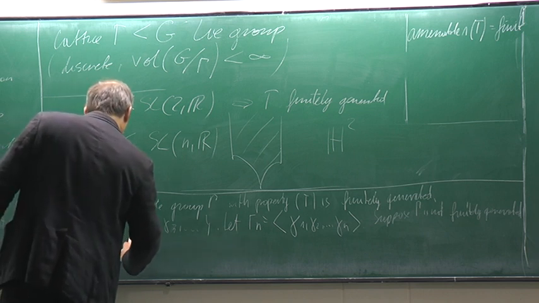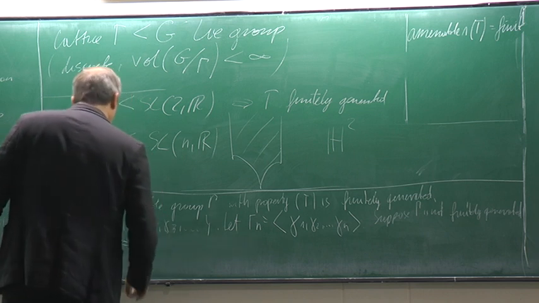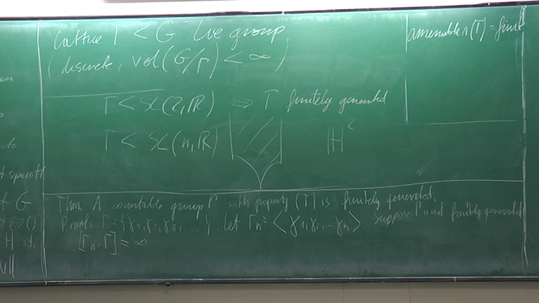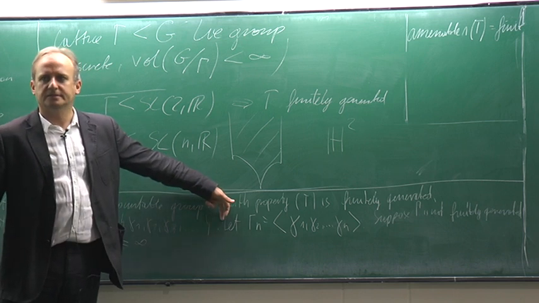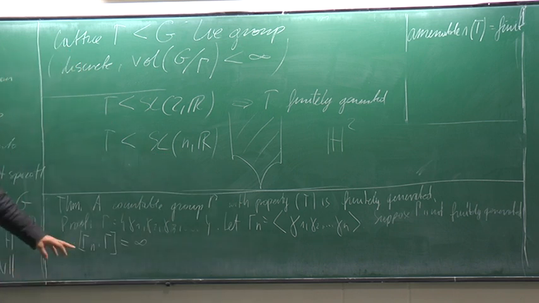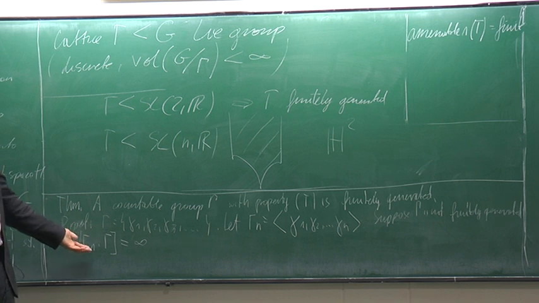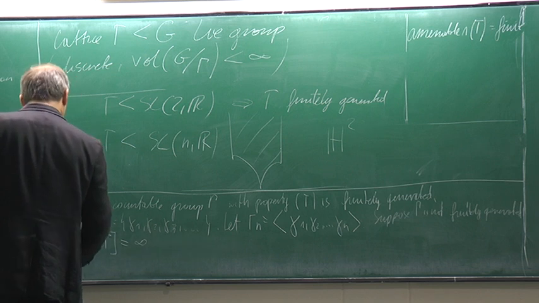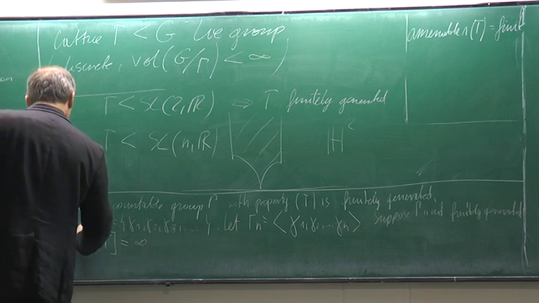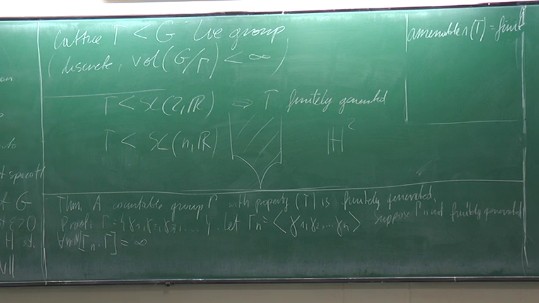Yes, because if the index of gamma n in gamma were finite, then one could add finitely many elements to the generators of gamma n, and then one would obtain generators for gamma. So for each n, it has to be of infinite index. Great. So how do we find the contradiction?